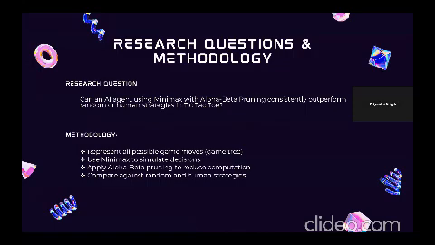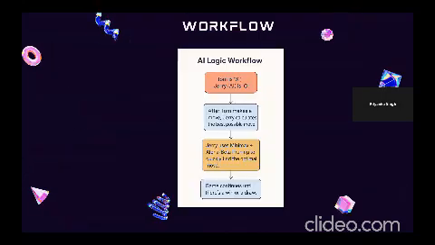Research questions and methodology. Our core question was, can an AI agent using Minimax with alpha-beta pruning outperform random or human players? We represented all possible game moves using a tree, applied Minimax, optimized it with pruning, and tested it.